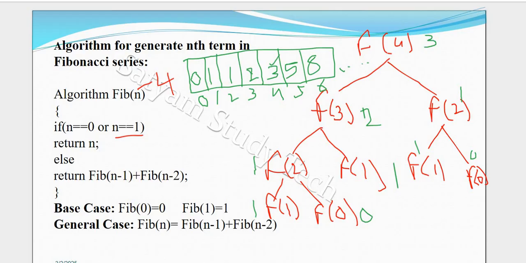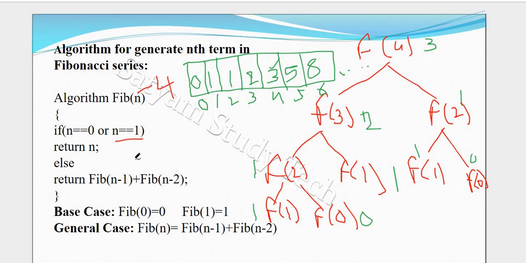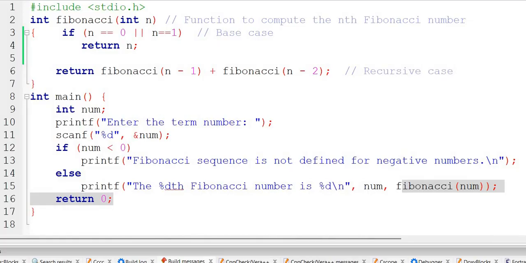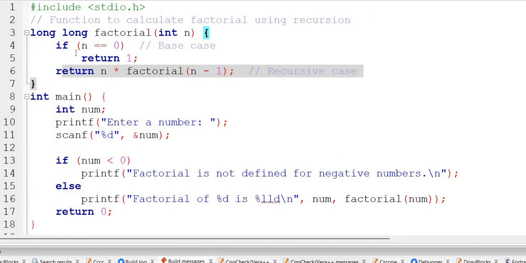Okay. Now you can see the same, recursive factorial and Fibonacci series, you can implement it in, for example, C language. You can see here the factorial. So this is the main function, int number, enter the number, and you can read that number. That number will be stored in n variable.